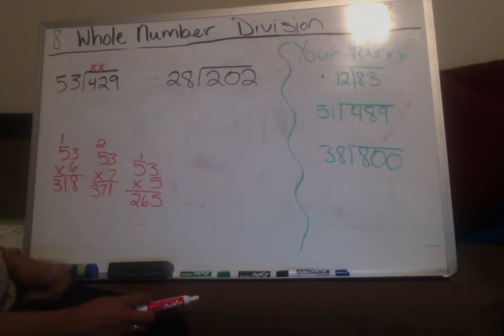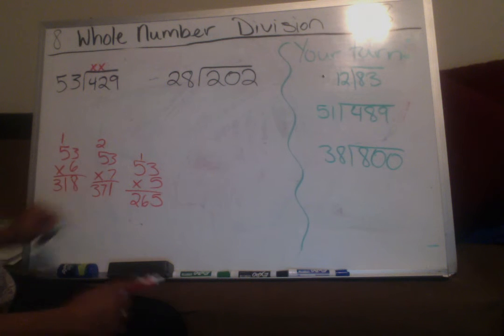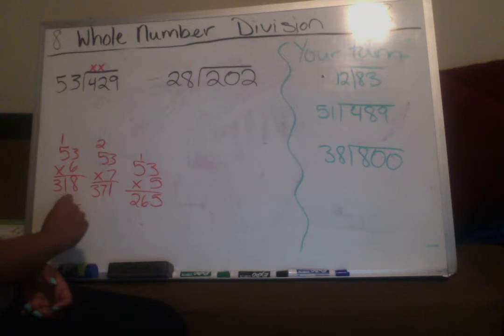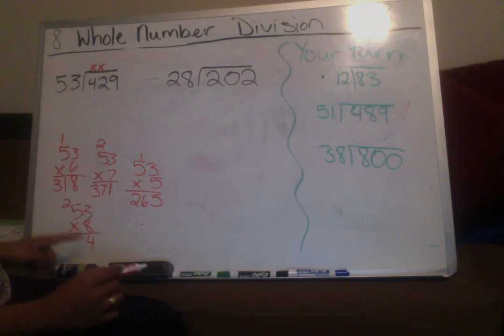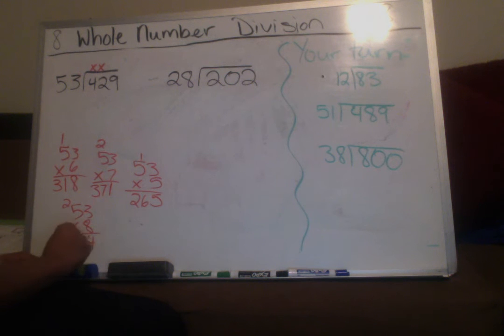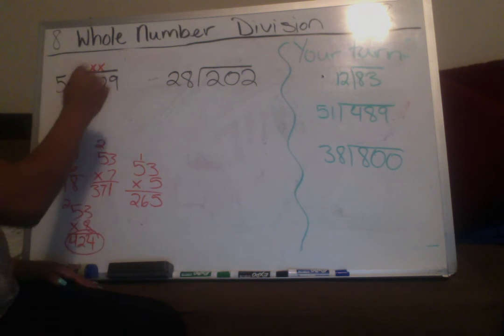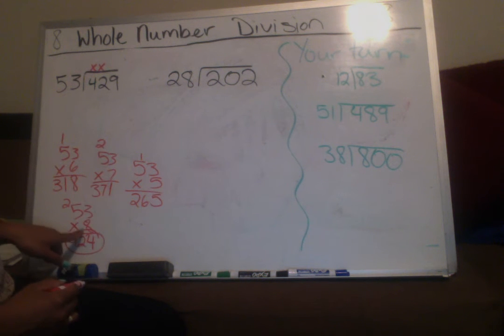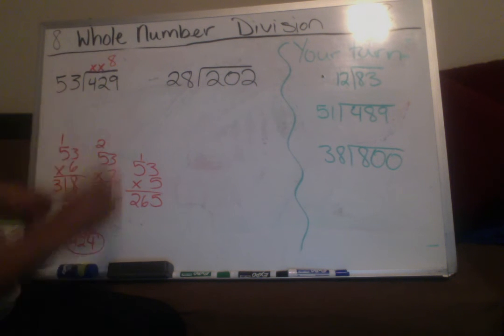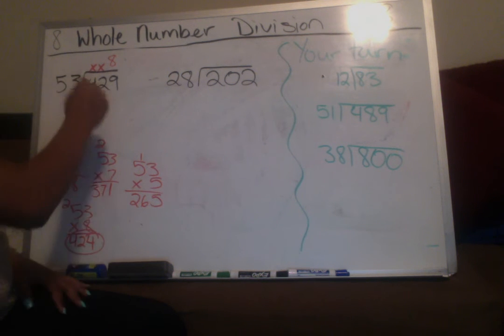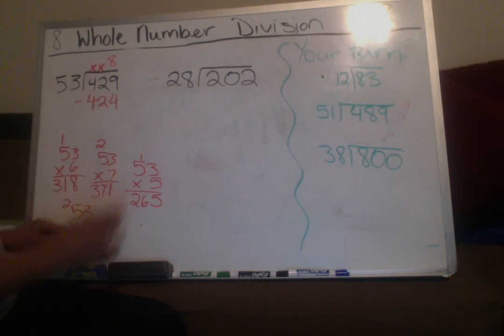Whew. Keep going. 53 times 8. Can you see? 8 times 3 is 24. 8 times 5 is 40. Plus 2 is 42. All right, we found a winner. We know we can fit it how many times? 8 times. 53 times 8 is 424. We get to subtract.